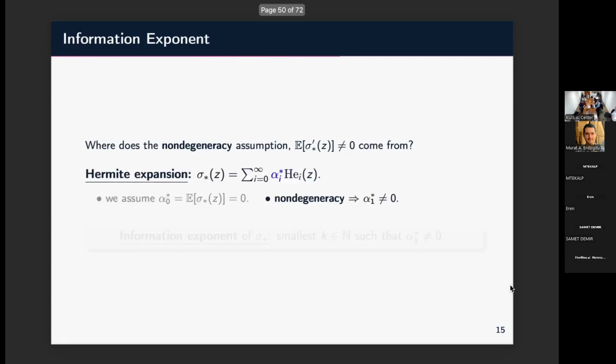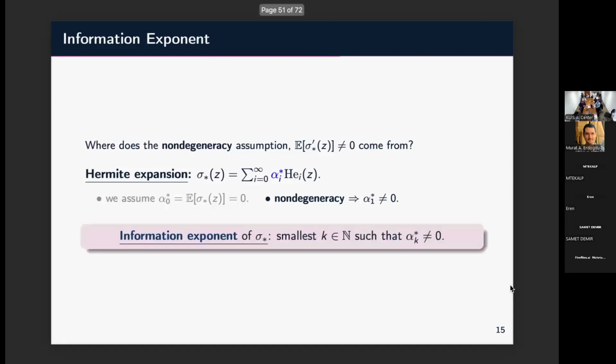So this is equivalent to taking this target function sigma star, writing out its Hermite extension, and saying that alpha 1 star, the first coefficient, is non-zero. That's equivalent to that. This Hermite extension is some sort of series extension, basically like a Taylor series extension, that you write using the Hermite polynomials. You can generalize this, and that definition leads to the information exponent.